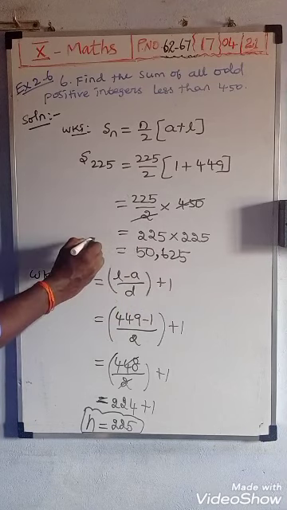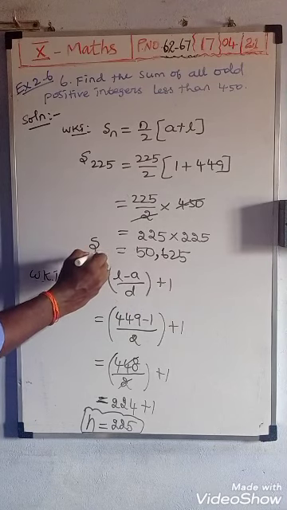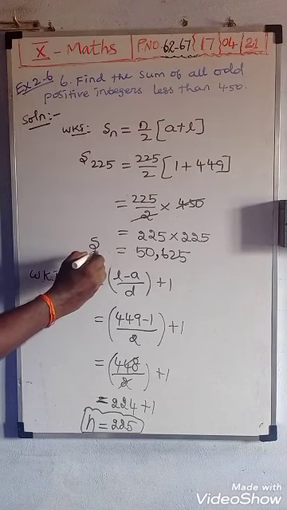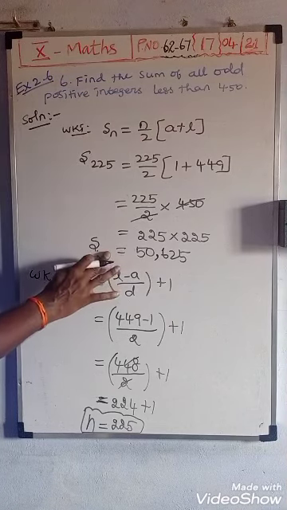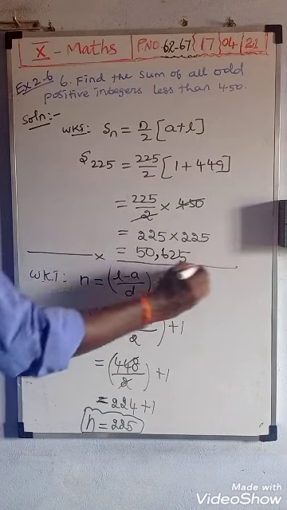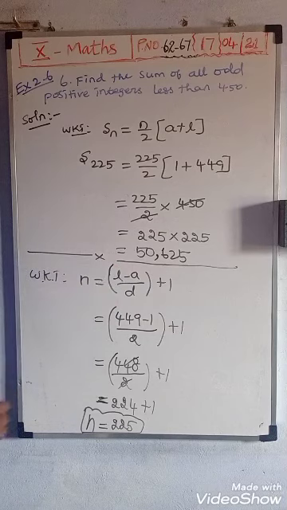So 225 into 225, you should multiply, and we will receive 50,625. Therefore, the sum of all positive integers less than 450 is 50,625. Okay, that's all.